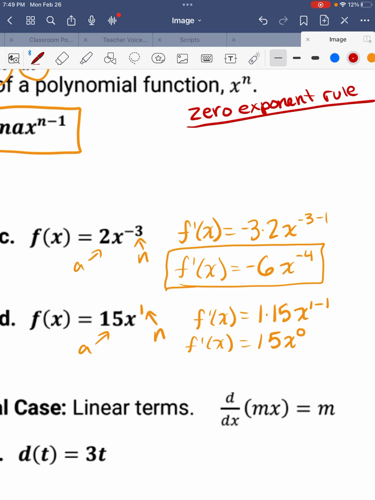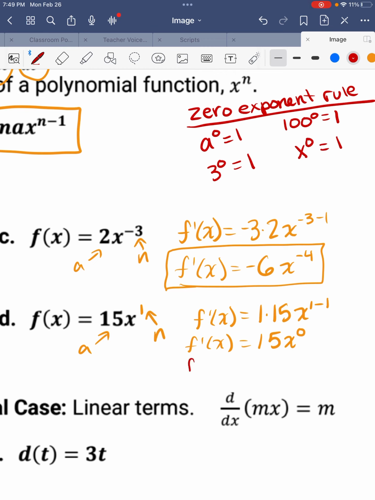All right, the zero exponent rule states that any number to the power of 0 is equal to 1. So let's say I have 3 to the power of 0. Well, that's going to equal 1. What if I have 100 to the power of 0? That's going to equal 1. What if I have x to the power of 0? That's going to also equal 1.